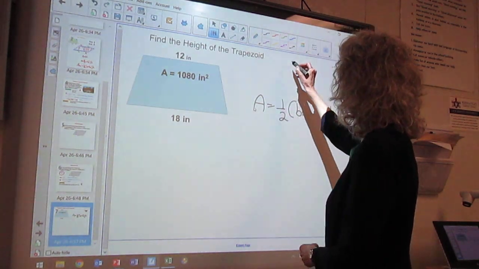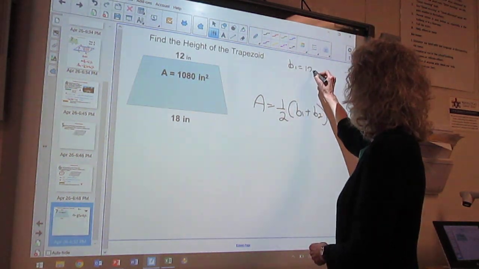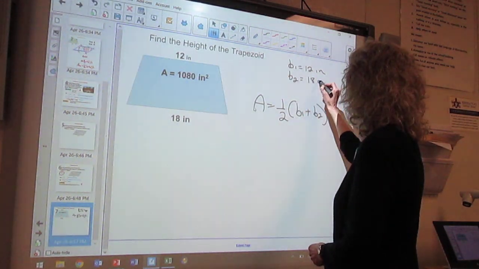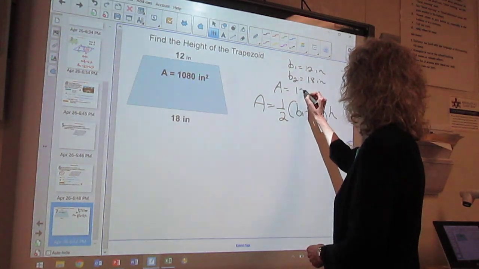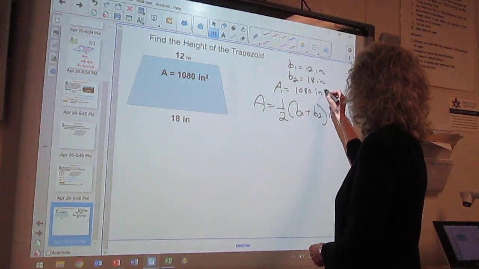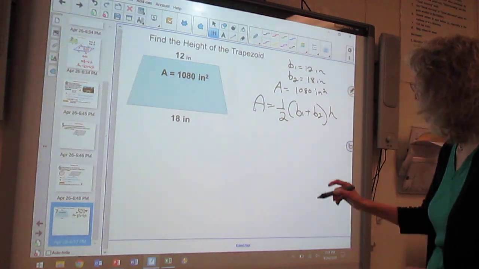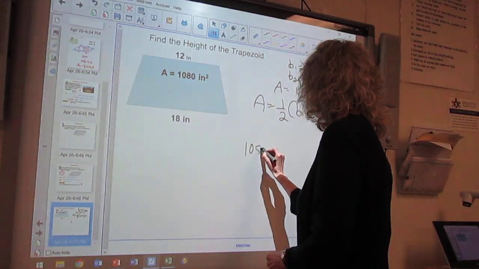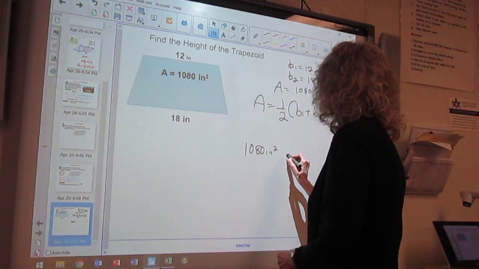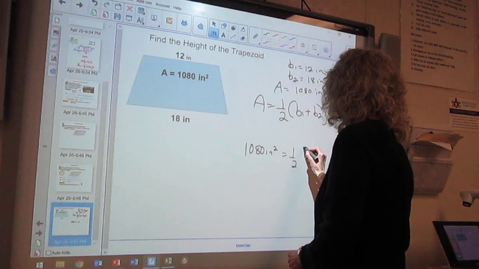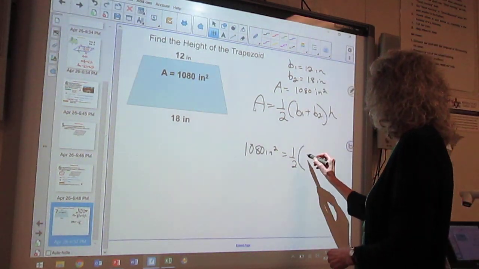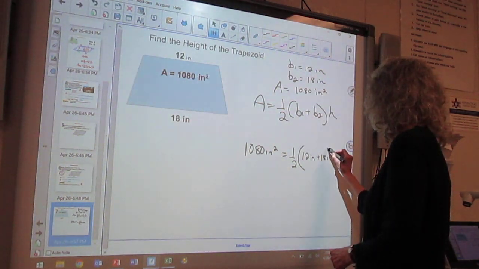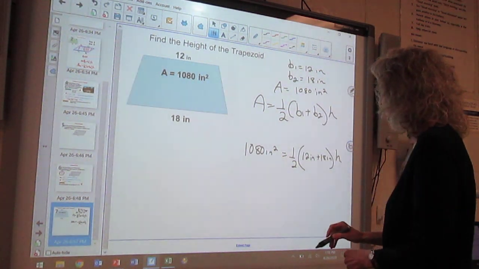Now let's pull out our data. B1 equals 12 inches. B2 equals 18 inches. And the area equals 1,080 inches squared. Put down your formula, direct substitution. You should know how to do this. 1,080 inches squared is equal to 1/2 of 12 inches plus 18 inches times your H.